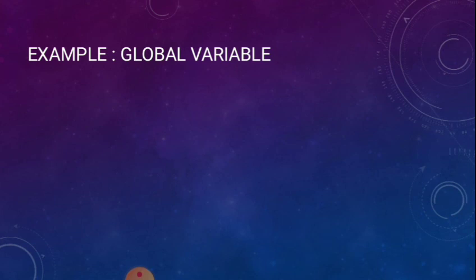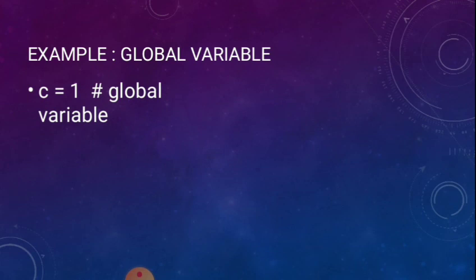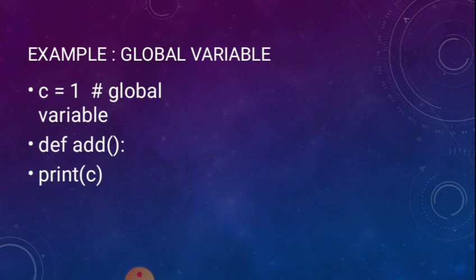Now you see an example of a global variable. Here c = 1 is a global variable. I didn't give any keyword global. Next, the definition starts, printing the c value, then the add function is called, and the output is 1 because for the global variable I already gave the default value of 1. Here no error will come because I just access the value.